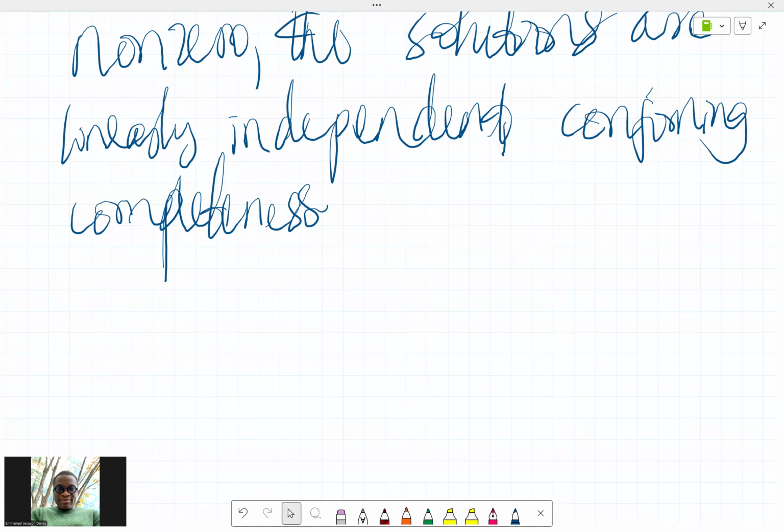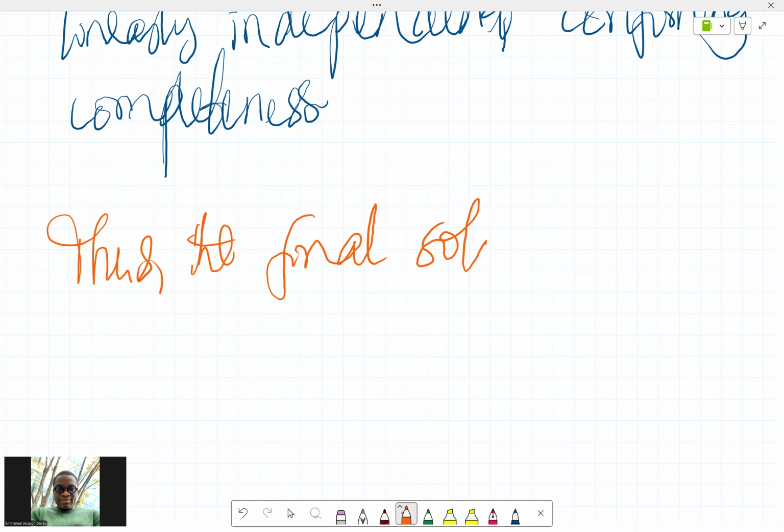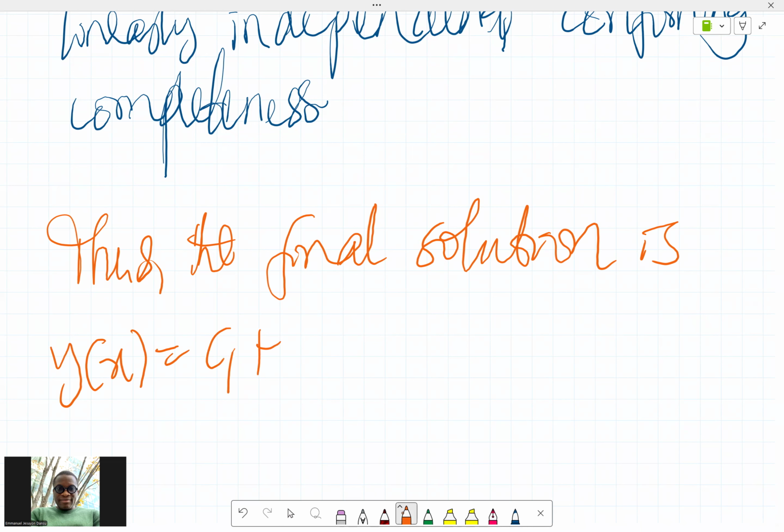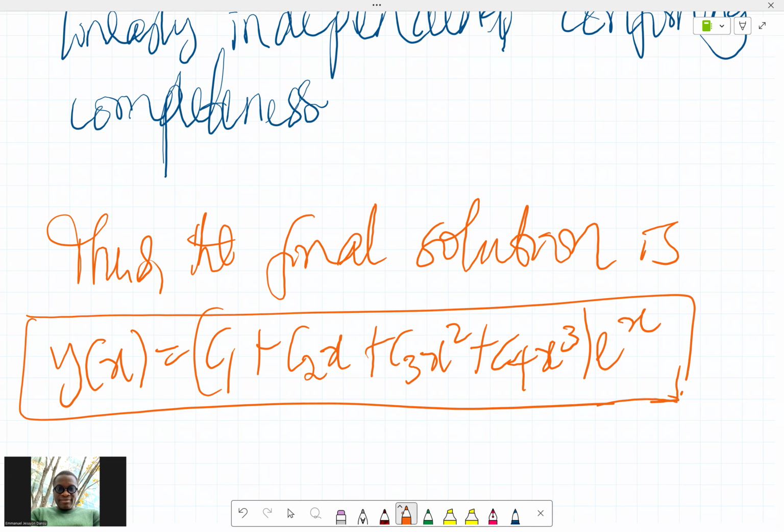So you can then conclude, you can say thus the final solution is y of x equals c1 plus c2x plus c3x squared plus c4x cubed multiplied by e raised power x. So that is the solution to that fourth order problem.